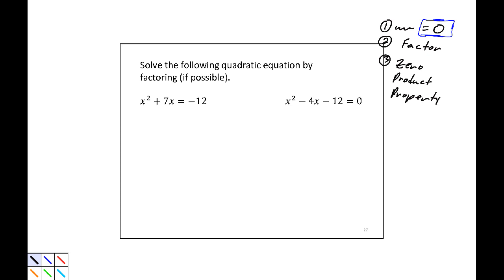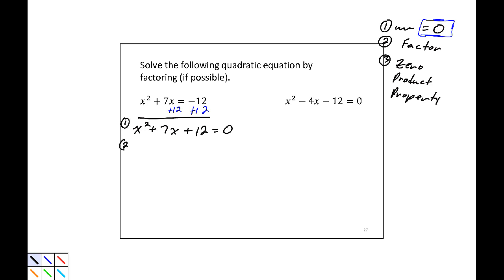So let's begin with this first example, x squared plus 7x equals negative 12. First, notice it is not equal 0, so we will rearrange this by adding 12 to both sides. Now notice I'm just moving this term. So this is x squared plus 7x plus 12 equals 0. Moving that 12 from a minus 12 to a positive 12 on the left-hand side. That's step 1.